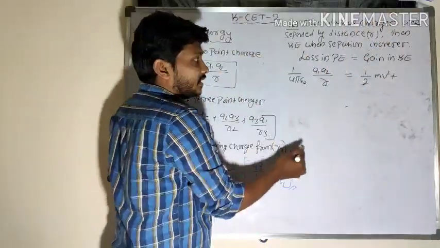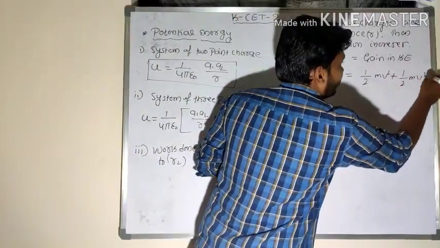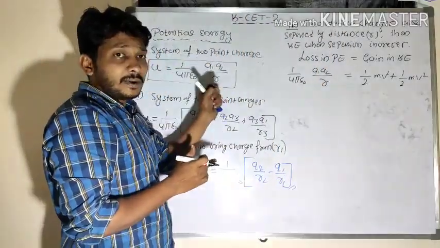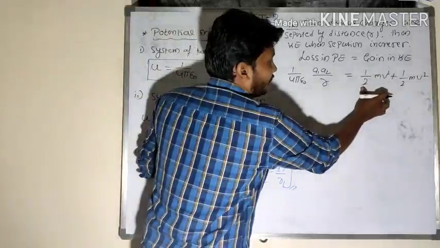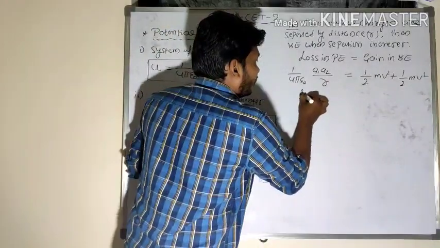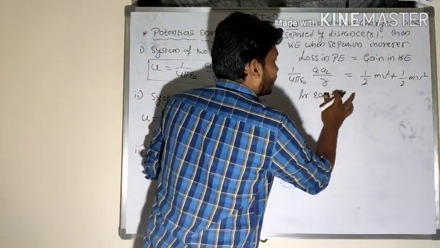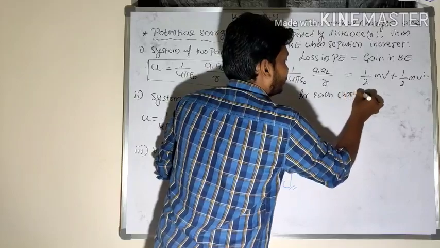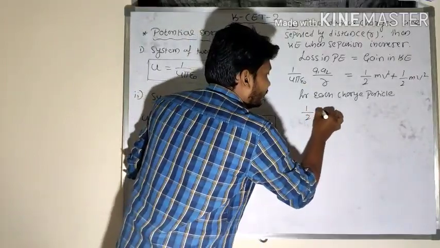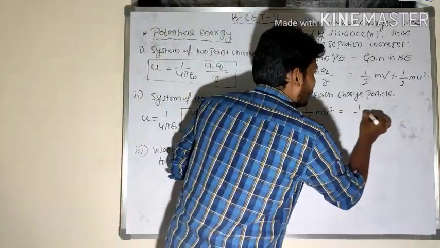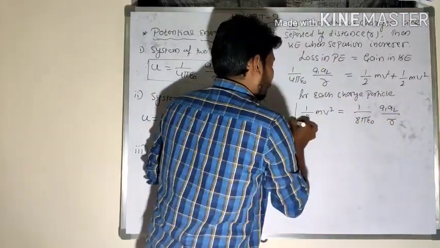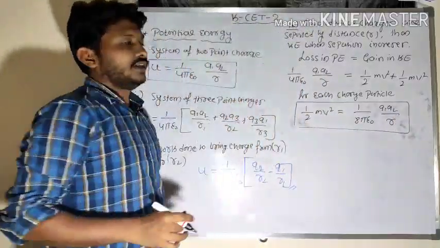Here two charged particles are there, so plus half of m into v square. For example, for each charged particle, what will be the kinetic energy? Half mv square for the first charged particle, and half mv square for the second charged particle. For each charged particle, what will be the kinetic energy here? Half m into v square is equal to 1 divided by 8 pi epsilon naught q1 into q2 divided by r here. So what is the equation here?